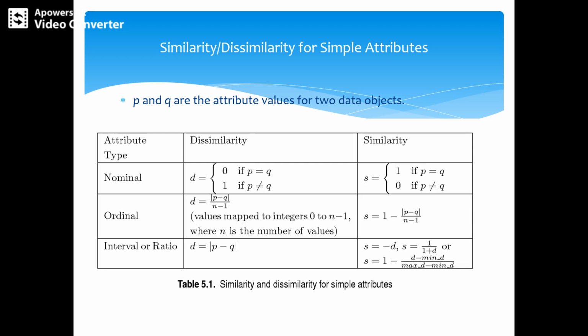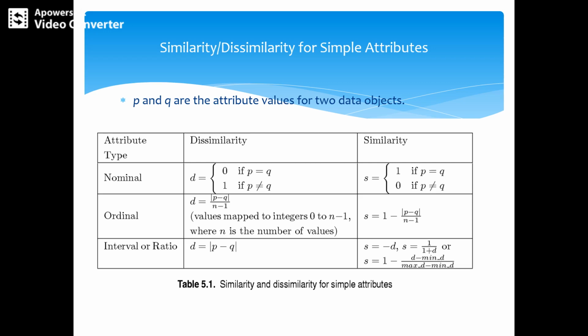This is for dense data such as time series or 2D points, and we also have the Jaccard and cosine similarity measures, which are useful for sparse data like documents.